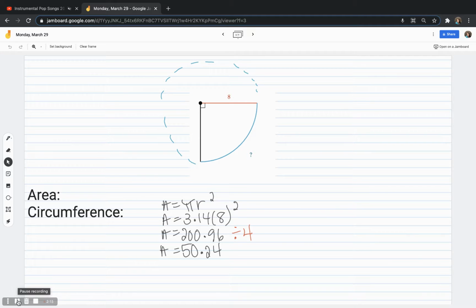For circumference, I'm going to do pi times diameter. So if the radius is 8, that means the diameter is 16. So 3.14 times 16, and that's going to give us 50.24. And again, I only want a quarter of the circle, so I'm going to divide that answer by 4. And that's going to give me a circumference of 12.56.